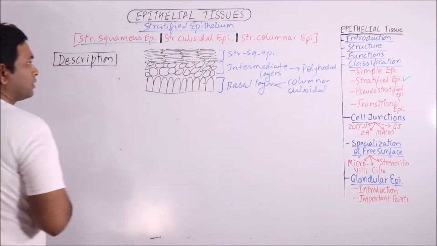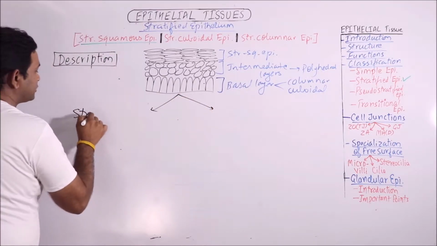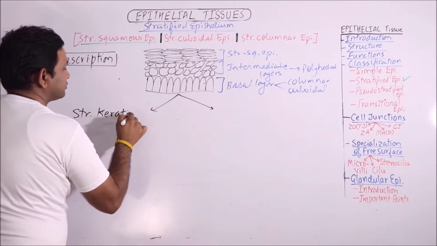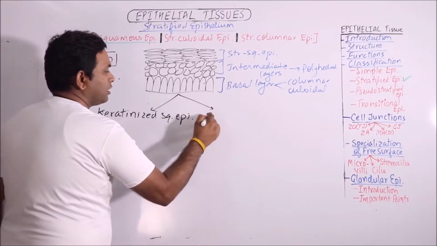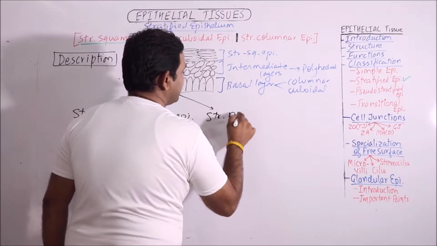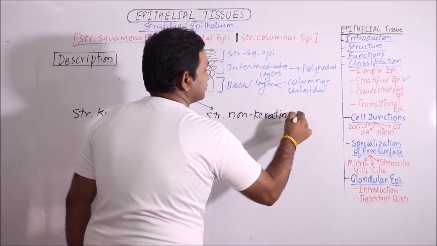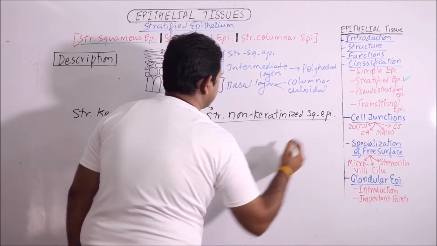Now again, it is of two types. First one is stratified keratinized squamous epithelia, and another one is stratified non-keratinized squamous epithelia.